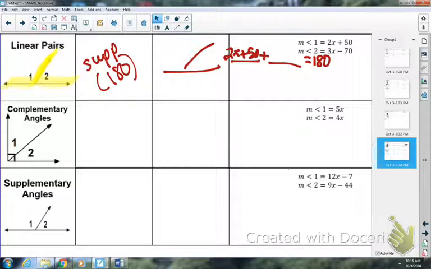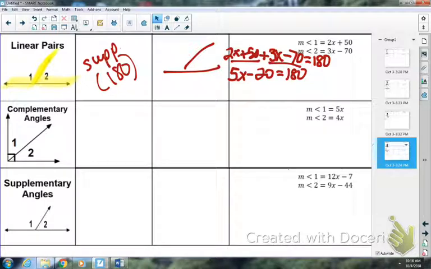And the other one is 3x minus 70. Okay, so we're going to use our algebra skills to combine like terms here. So what's 2x plus 3x? 5x, okay. What's 50 minus 70? Negative 20, okay. So 5x minus 20 equals 180.